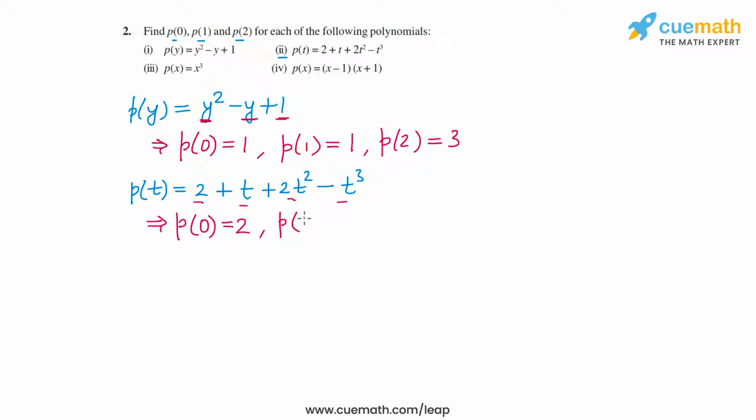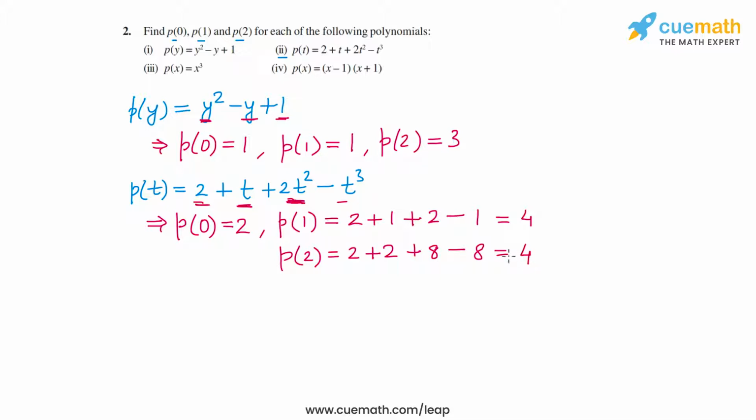Then let's calculate P of 1. P of 1 will be 2 plus 1 plus 2 times 1 square, so that's 2, minus t cube, so that's 1 cube or 1. So this is equal to 4. And then let's find out P of 2. P of 2 will be equal to 2 plus t, that's 2, plus 2t square, so 2 into 2 square, that's 8, minus t cube, minus 2 cube, so that's 8 again. So P of 2 is also equal to 4.